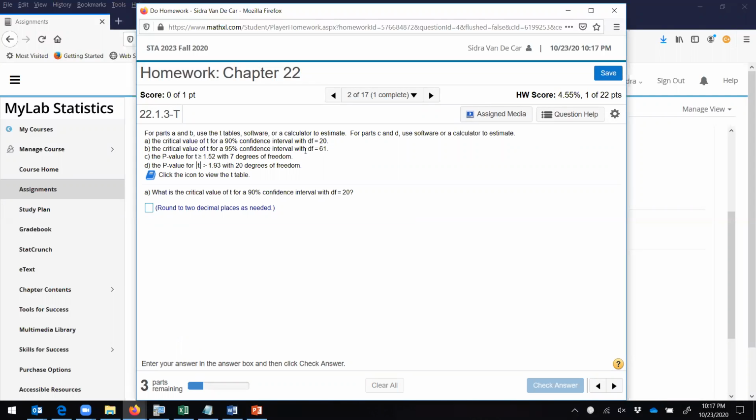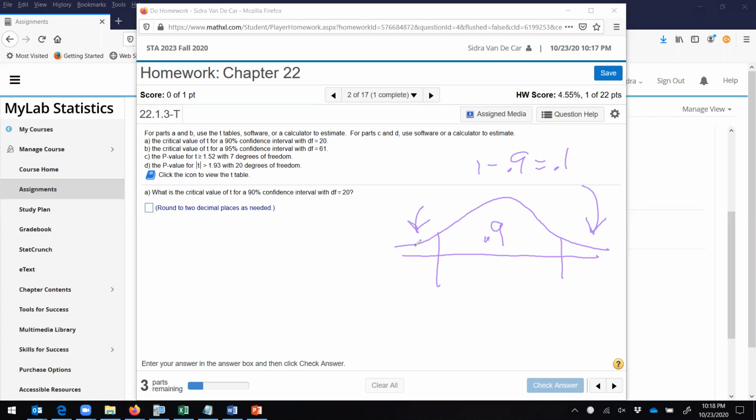We want to use a t-table, software, or calculator to estimate the critical value of t for a 90% confidence interval. If I've got a 90% confidence interval, that means looking at my normal curve, 0.9 is here, which means the remainder, 1 minus 0.9, would be 0.1, and that's split between here and here. So this would be half of 0.1, which is 0.05, and this would be half of 0.1, which is 0.05.